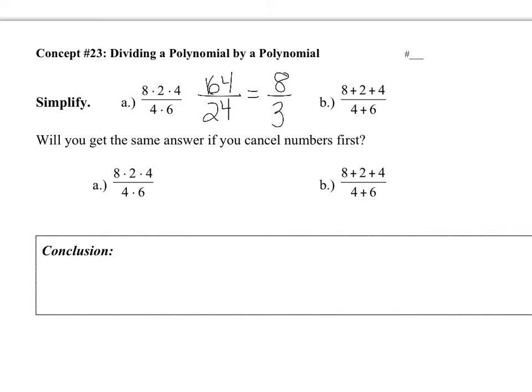The next one, it's addition. So suppose I'm doing 8 plus 2 plus 4. Well, 8 plus 2 is 10, and 10 plus 4 is 14. And then the bottom would be 4 plus 6, and 4 plus 6 is 10. So I have this improper fraction, 14 over 10. I could reduce that by dividing the top and the bottom by 2, and that would give me 7 over 5. And so if I look at these problems again, the question here is, will I get the same answer if I cancel numbers first?